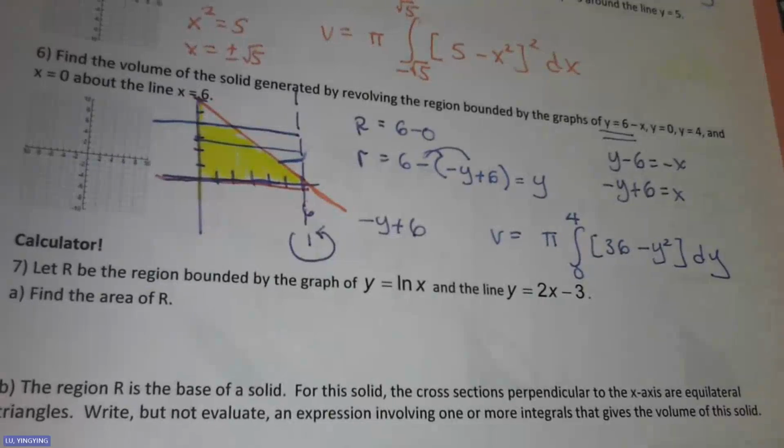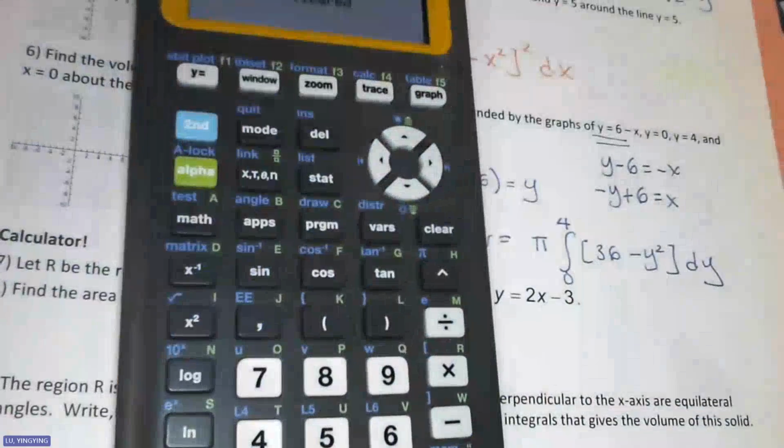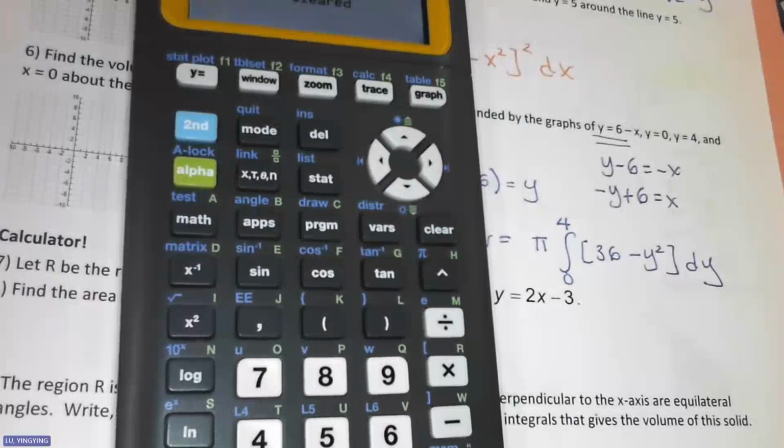Okay, we need a calculator. Grab one. Yeah, you got it. Thank you. Thanks. Clear memory, guys. Clear memory.